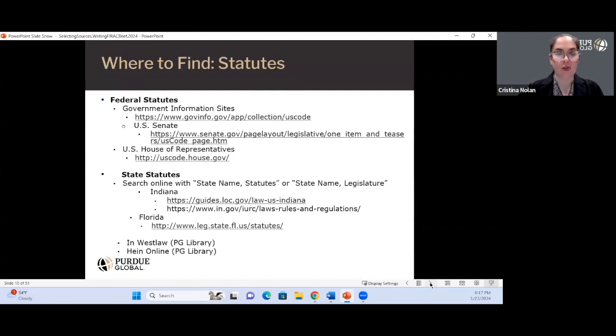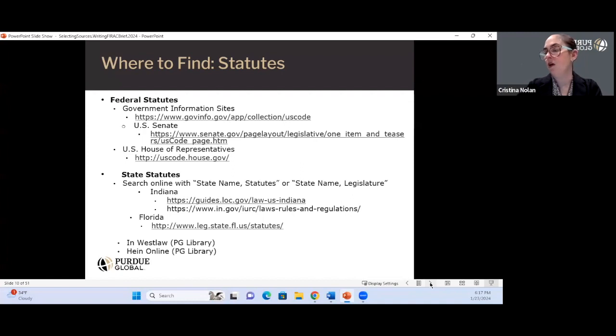Where to find statutes. One of my classes recently had a discussion board post: where do you find certain statutes? And so we took a little impromptu field trip in class, visited Westlaw, and tried to locate where we would find these statutes. It's fairly easy to access.